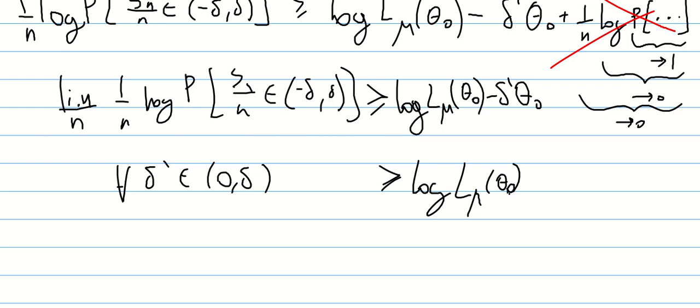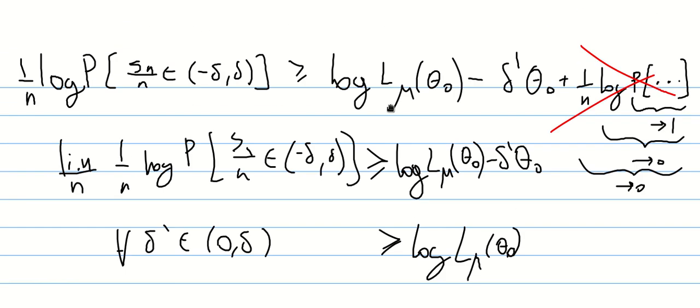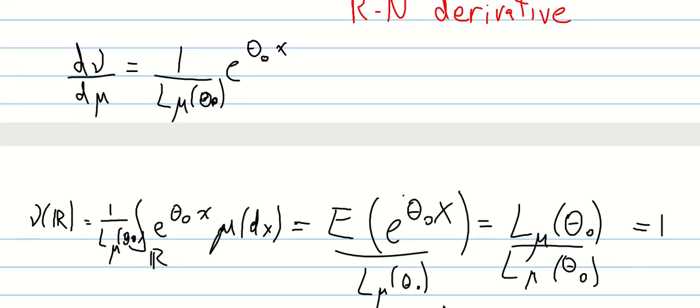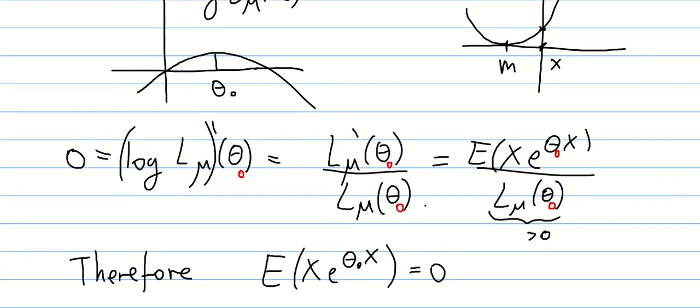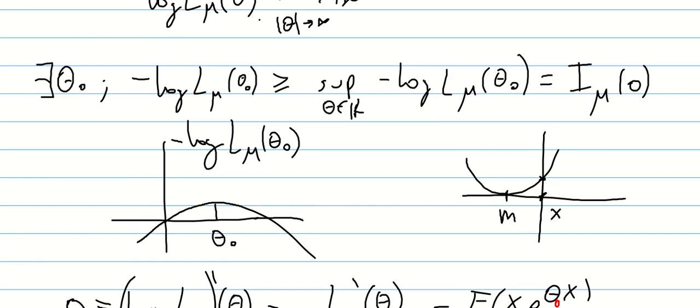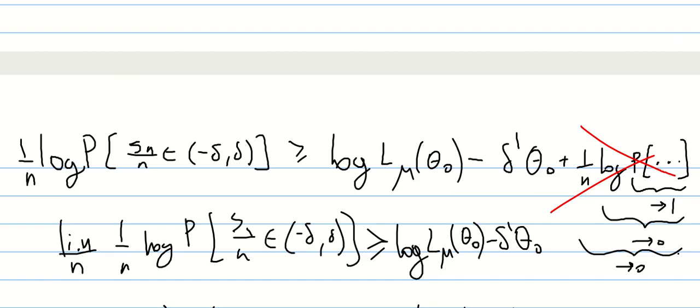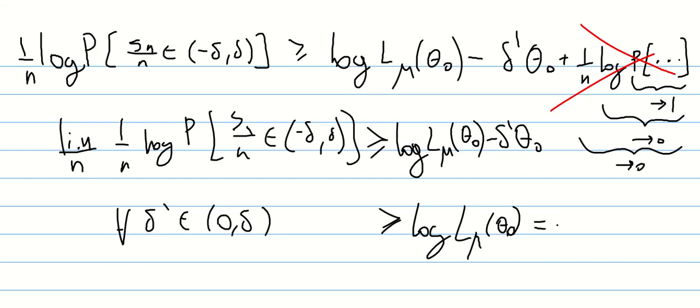Now what is log of L mu of theta 0? I said this normalizing constant, nobody should care about it. Actually, it's exactly what you should care about. The minus log of L mu of theta 0 is I mu of 0. So this is giving us minus I mu of 0, which is exactly what we wanted.